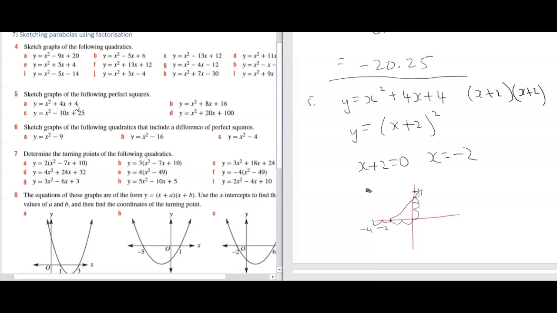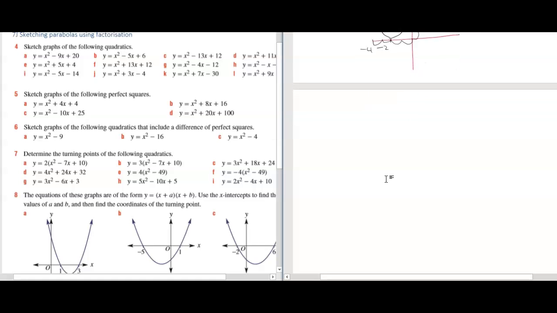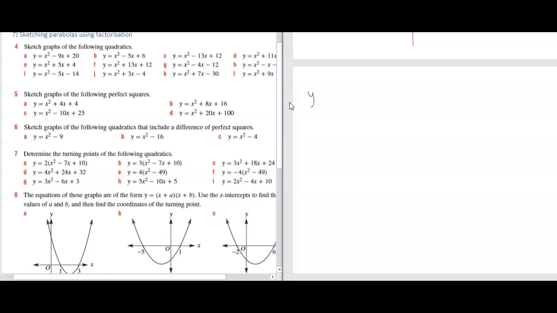Okay, so, oh, that was supposed to go through 4. And that goes through negative 4, 4. Okay, so there's your quadratic. Let's do another one, just because I feel like that might not have been the best example. Okay, let's do D. X squared plus 20x plus 100.